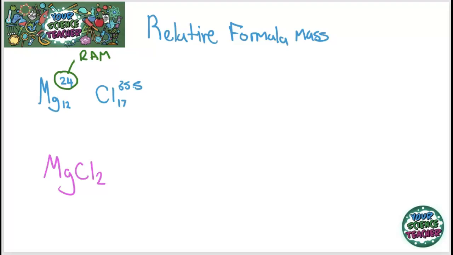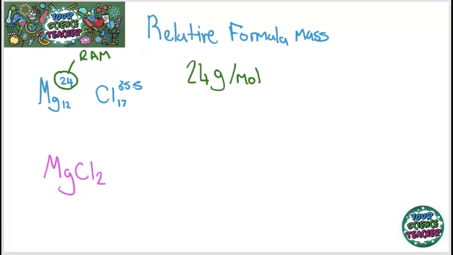Now, what is the importance of this relative atomic mass number? Well, it tells you how many grams are needed for 1 mole. So if I was looking at magnesium, it would be 24 grams in 1 mole. Now, this means if I had 24 grams, I would have 1 mole of it. And if I had 48, I would have 2 moles of magnesium.